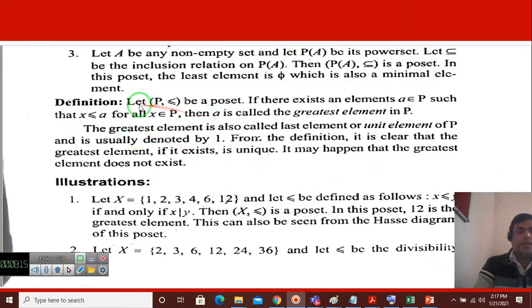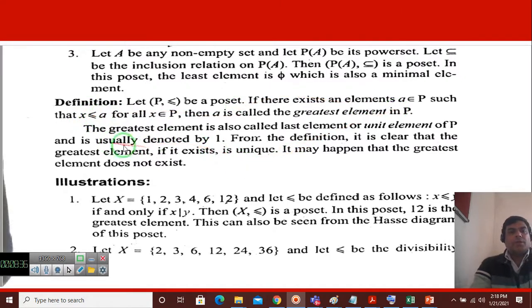in the set the greatest element is just the reverse. There should be no element which is greater than A, so it is the greatest element. So x belongs to P and x is less than or equal to A for all x. हमेशा सारे एलिमेंट should be less than or equal to A. So A is the greatest element.